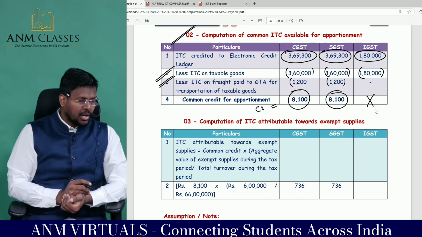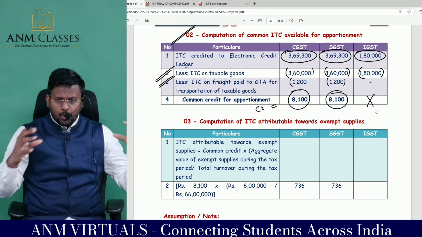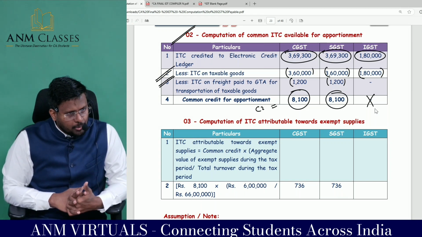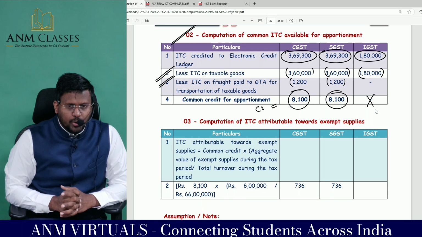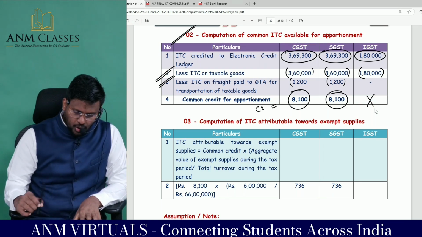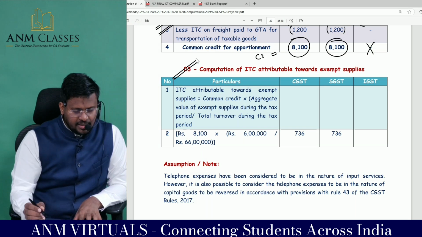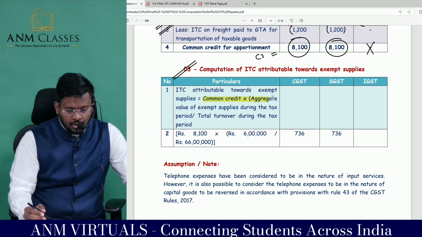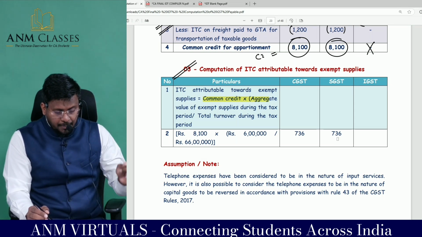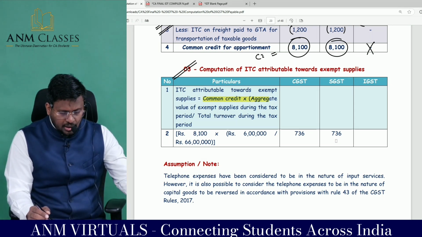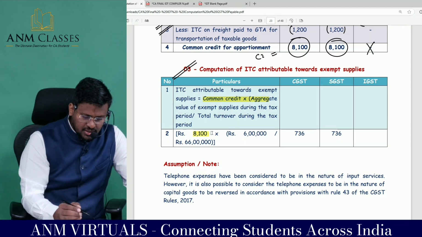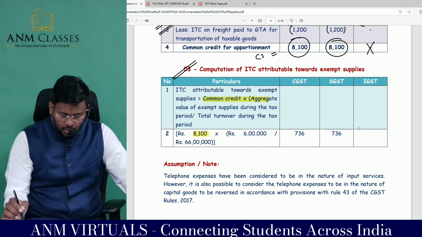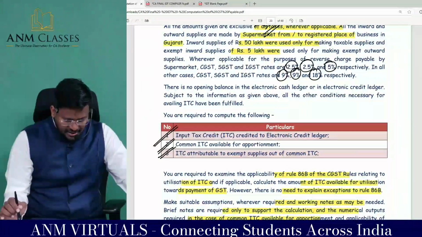8,100 and 8,100. Now this 8,100 has to be apportioned into 2 categories: credit attributable to the exempt supply and credit attributable to the taxable supply. The common credit into E by F formula you have to apply. Computation of ITC attributable towards exempt supply: ITC attributable towards exempt supply is equal to common credit into aggregate value of the exempt supply during the year divided by total turnover during the tax period. We have just now understood that 8,100 is the common credit. They themselves have given the turnover details in the question.